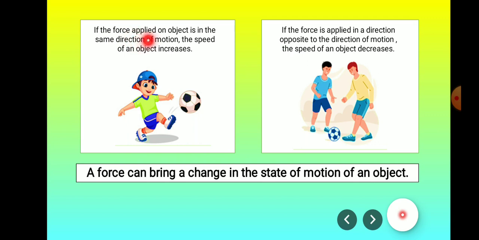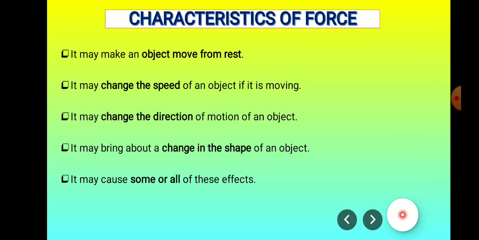If the force applied on an object is in the same direction of motion, the speed of the object increases. If the force is applied in a direction opposite to the direction of motion, the speed of the object decreases. A force can bring a change in the state of motion of an object.